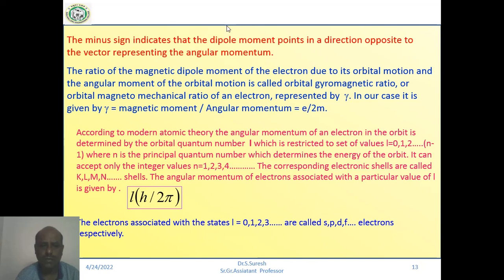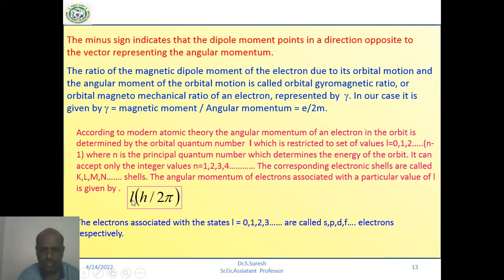The ratio of the magnetic dipole moment of the electron due to its orbital motion and the angular momentum of the orbital motion is called the gyromagnetic ratio, or the orbital magneto-mechanical ratio of an electron, and this is represented by gamma. What we got in our case is gamma equal to e by 2m. What is gamma? Magnetic moment by angular momentum. mu L by L is equal to e by 2m, and mu L is equal to e by 2m into L. But angular momentum is a quantized quantity.